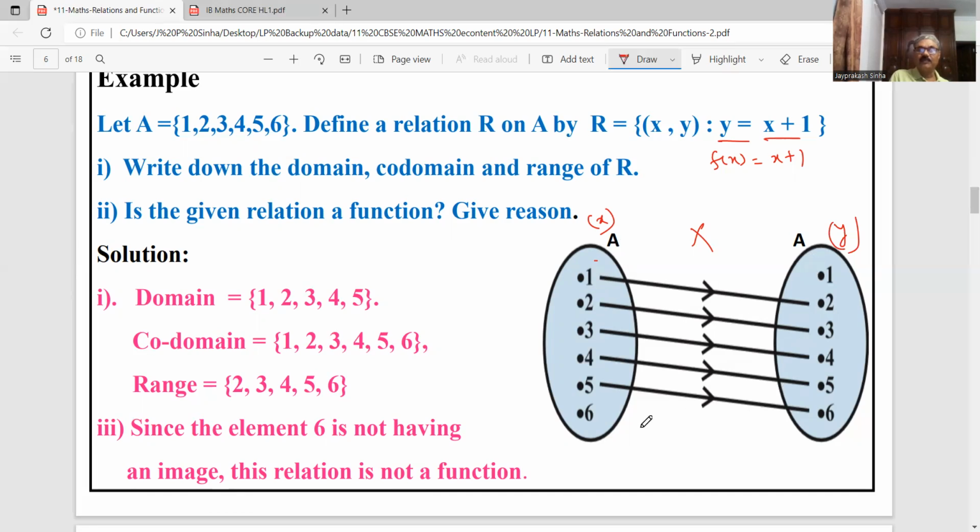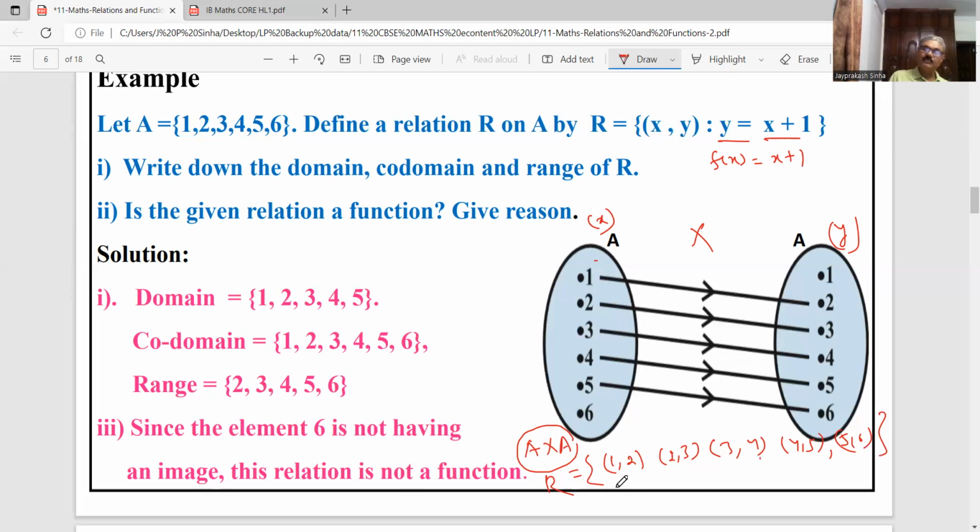So what are the elements of this relation? The elements of this relation will be the ordered pairs (1, 2), (2, 3), (3, 4), (4, 5), and (5, 6). So this is the set A cross A. Here, this relation means these are elements from the Cartesian product of A by A. We have defined this relation. So here R = {(1, 2), (2, 3), (3, 4), (4, 5), (5, 6)}.